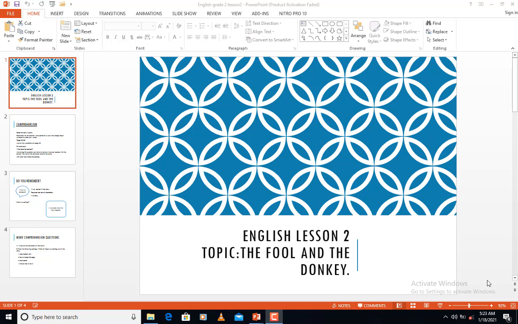And this time around, it's going to be an interesting lesson because we are reading. It's story time. So our topic today is The Fool and the Donkey. The Fool and the Donkey. This story we find on page 52 in our learner's books.